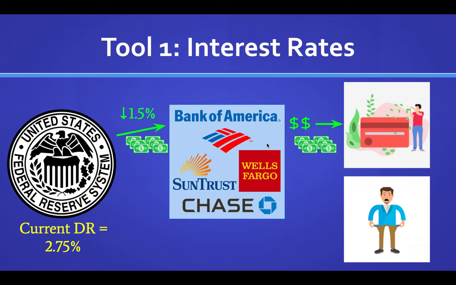How often does that ebb and flow? Like, how often does it go up and down? Great question. It really depends on the economy. So sometimes it'll just stay at 2.75 for months. But the Fed is keeping an eye on the economy all the time.